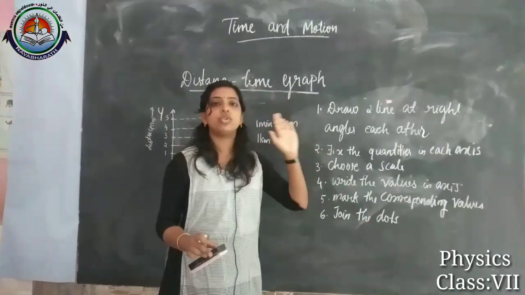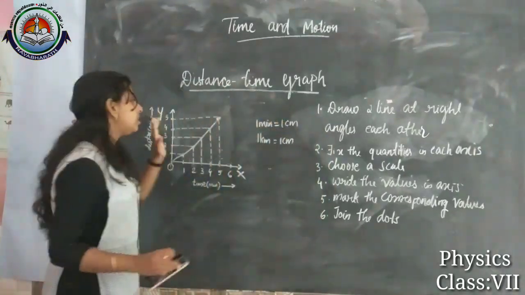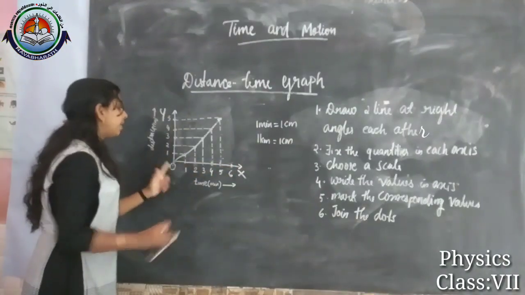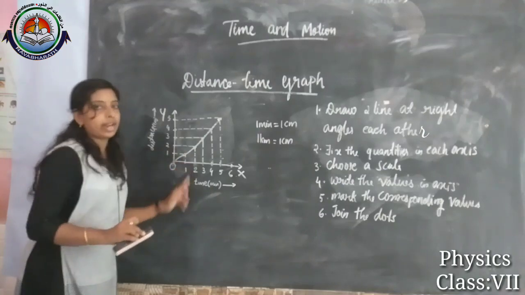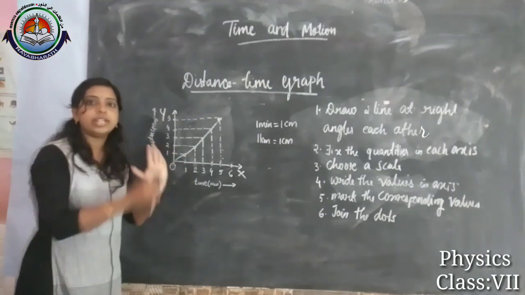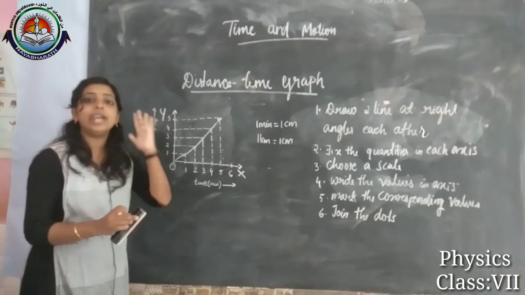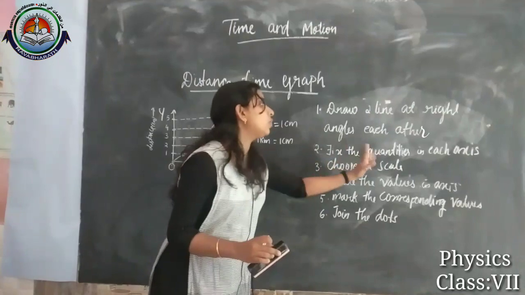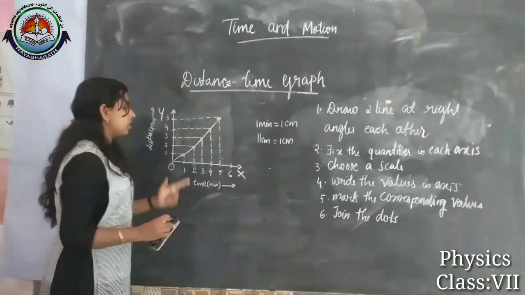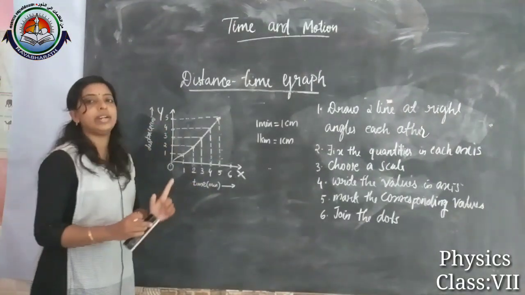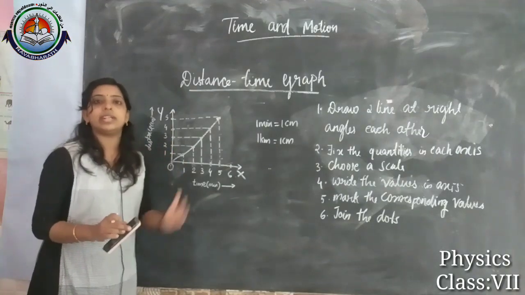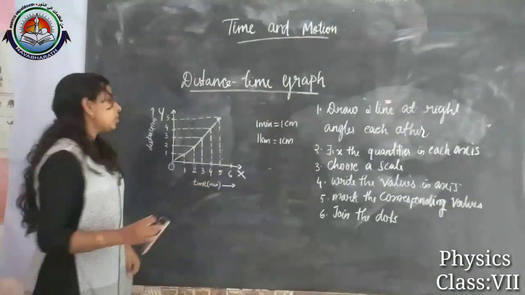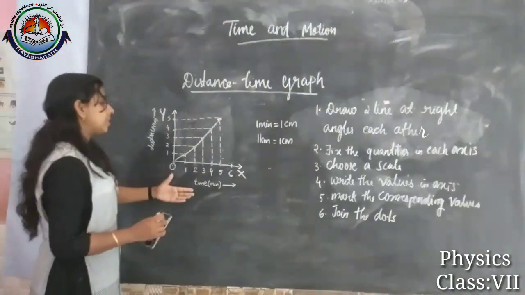First one, we have to draw two lines which are at a right angle to each other. We have to draw two lines, OX and OY, and they are at a right angle. Right angle means the angle between the two lines should be 90 degrees. After that, we have to fix the quantities on each axis. On both axes we have to fix the physical quantity. Here we have two physical quantities, distance and time.